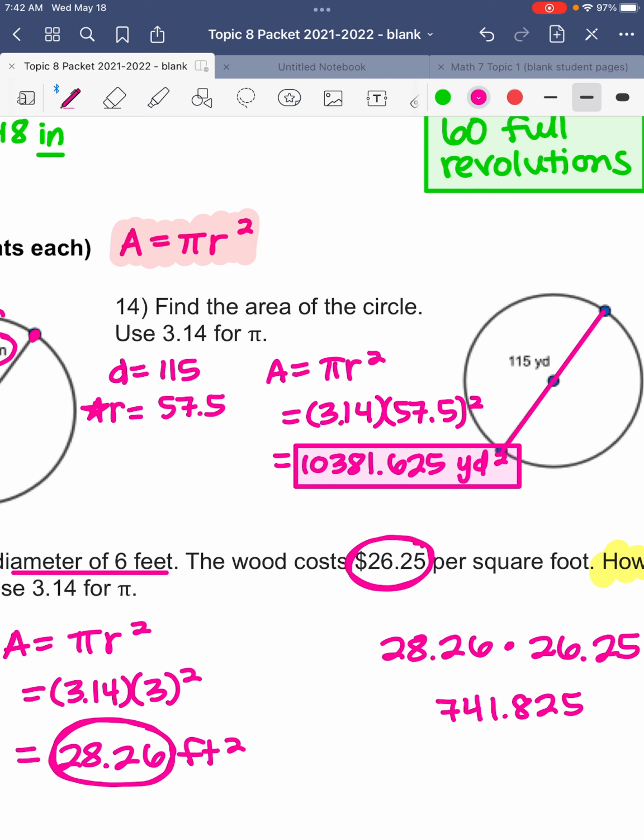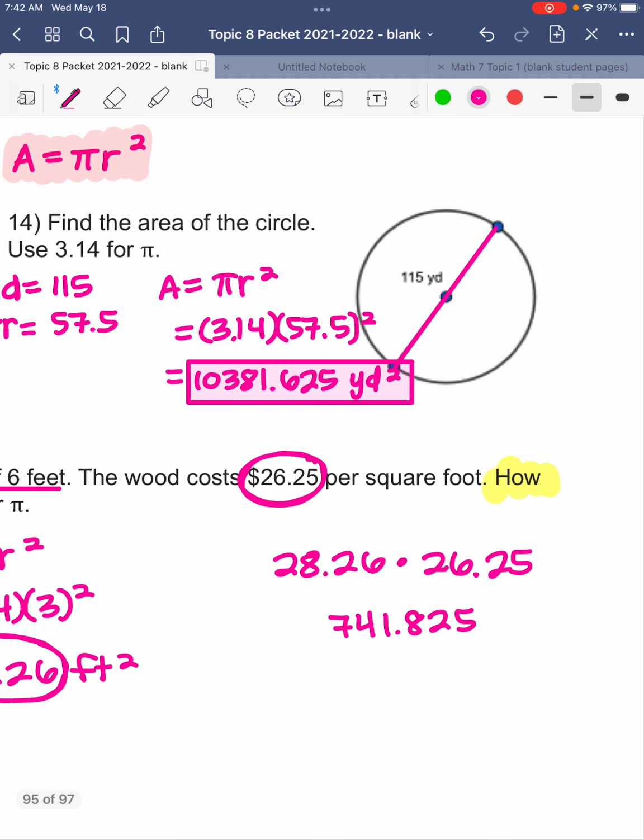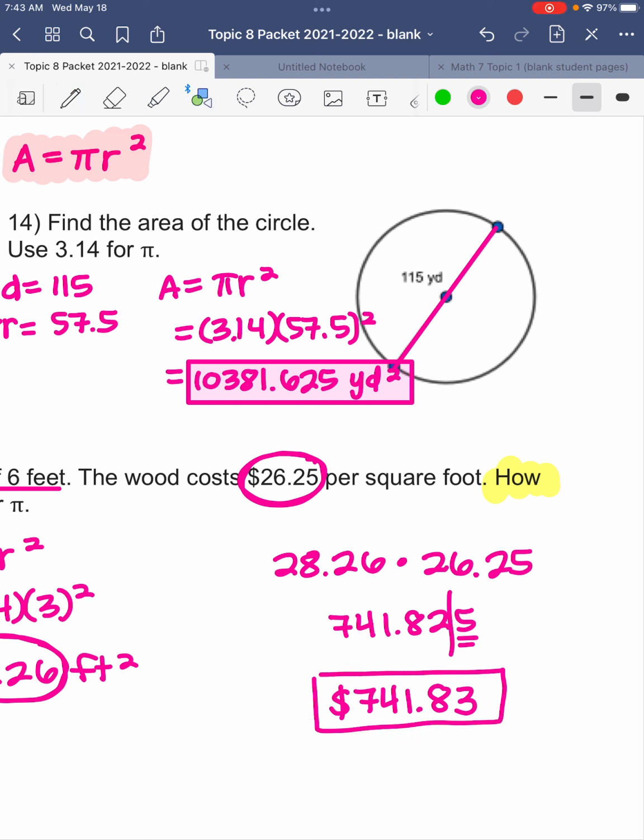So 741.825. Now we're talking about money, and money doesn't have 3 decimal places, it has 2. So I've got to round it right there. And because that's a 5, I'm going to round up. So $741.83 is how much it will cost Raphael to build this table.